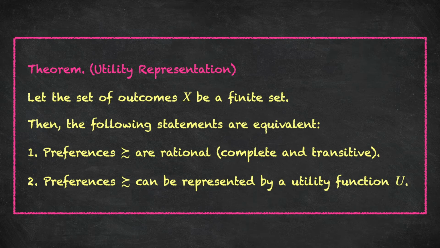So now let's prove this theorem. We'll go on paper and prove formally that rational preferences, complete and transitive preferences, are equivalent to the existence of a utility representation. Okay, so let's prove our basic utility representation theorem that says when X, the set of outcomes, is a finite set, a utility representation of preferences exists if and only if preferences are complete and transitive.